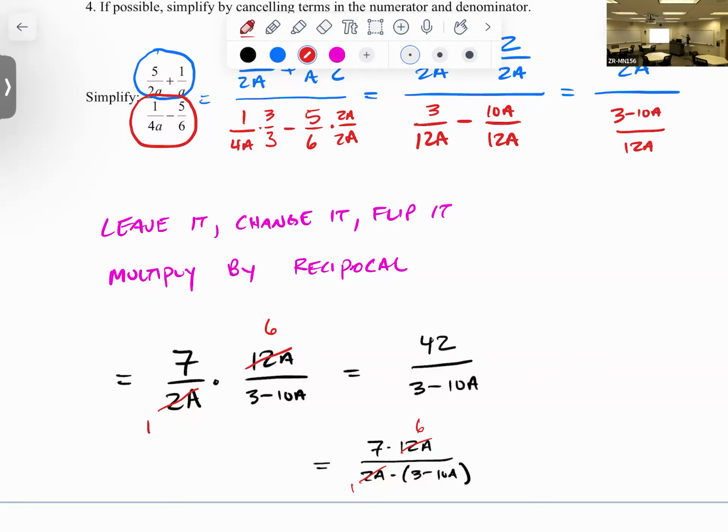I cannot cancel with this 10a here because that is within a subtraction. That means that is one entire piece. All right. The only way to cancel that is if I had a 3 minus 10a on top. Or 6 minus 20a, something like that.